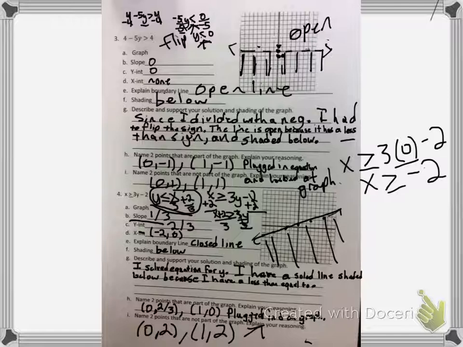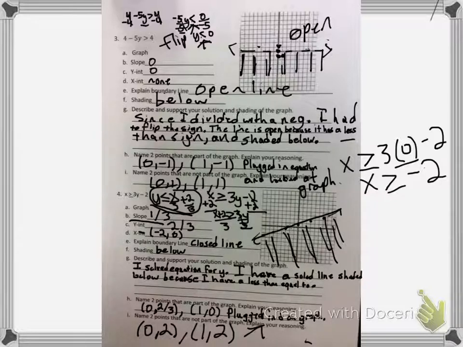I can go up 1 and over 3, and that'll be right below 2. I can go up 1 and over 3. And notice that it's not exact because I'm starting at 2/3 here, so it's not going to be exact. I got lucky and had an x-intercept that was exact. And we know that we have a closed line here, and it's shaded below it because it's less than or equal to.